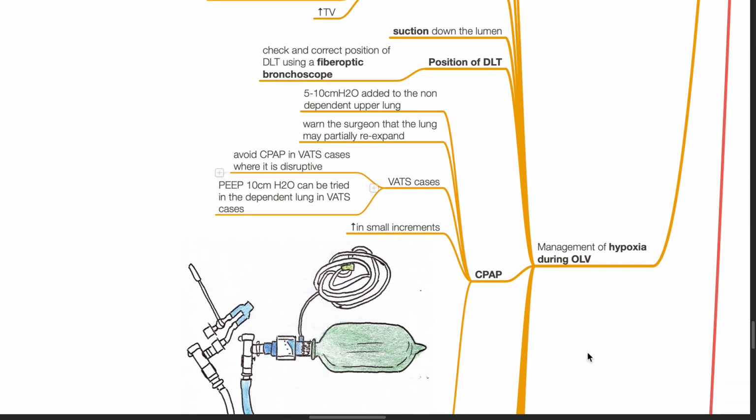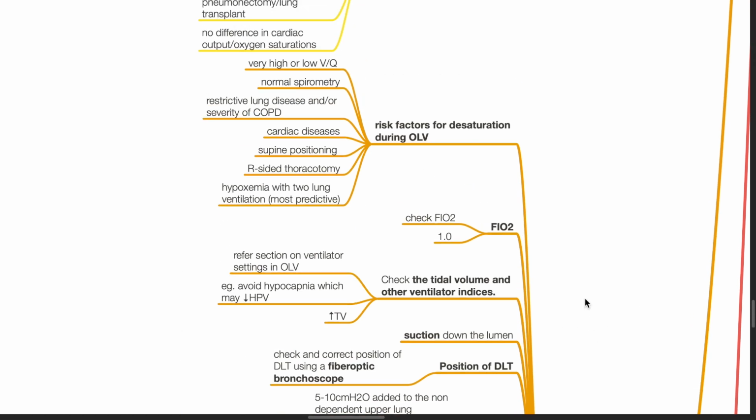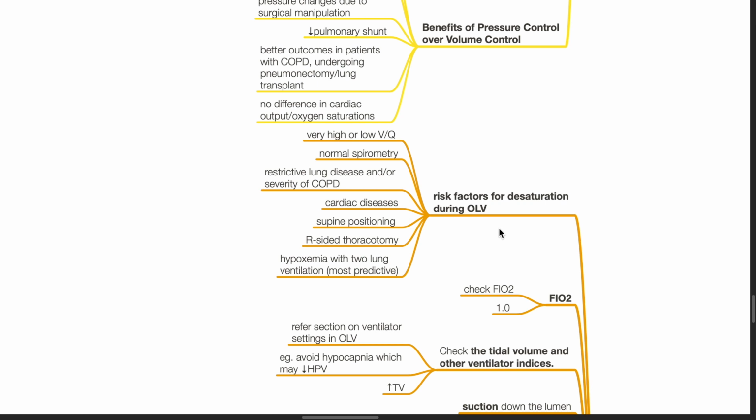Managing hypoxia during OLV. Risk factors for desaturation during one lung ventilation include very high or low VQ ratio, normal spirometry, restrictive lung disease and/or severity of COPD, cardiac disease, supine positioning, right-sided thoracotomy. Hypoxia with two-lung ventilation is the most predictive.